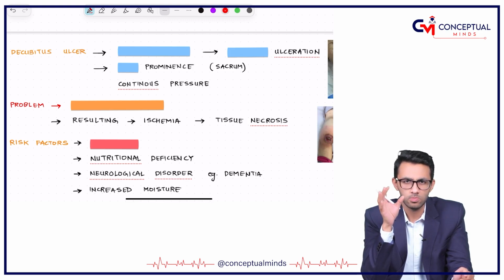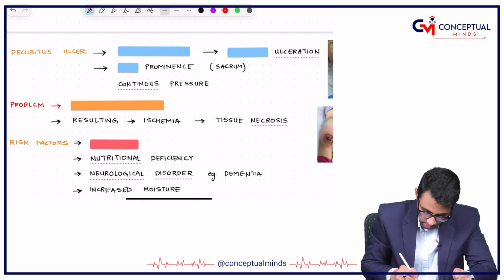It could be superficial, it could be deep, it could go up to the bones, right? Bones and muscles could be involved as well. So everything we will be discussing here. First, we discuss that it is also called a pressure ulcer.